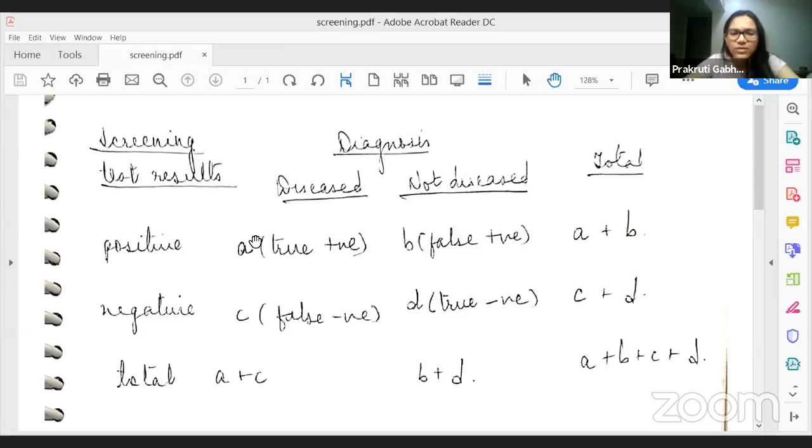Out of the 50 total positive tests, say A number of them came to be diseased. That means they were truly positive. And B number of them were falsely positive. That is, they tested positive, but they did not have the disease. Similarly, you can have the 50 who did not test positive during the screening.